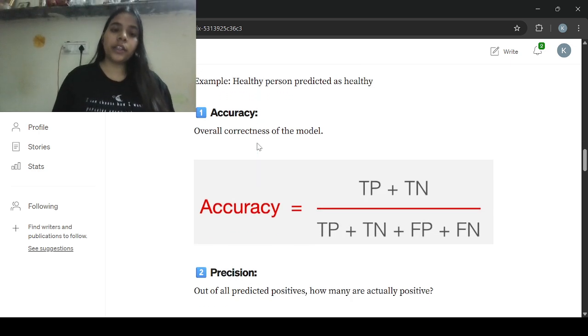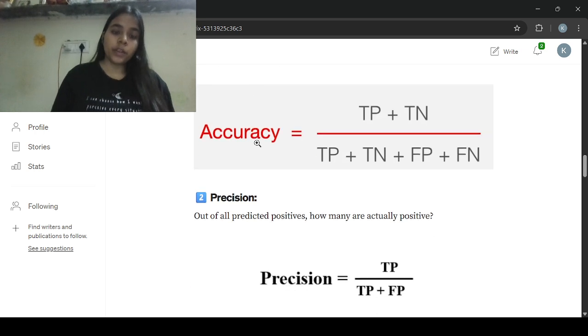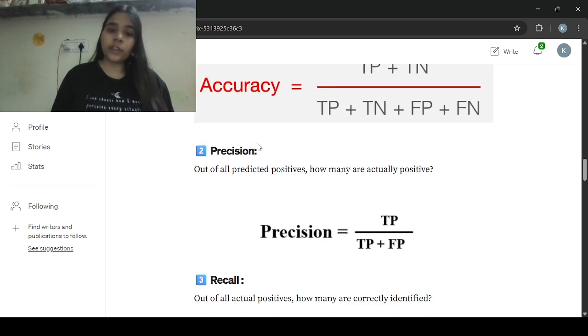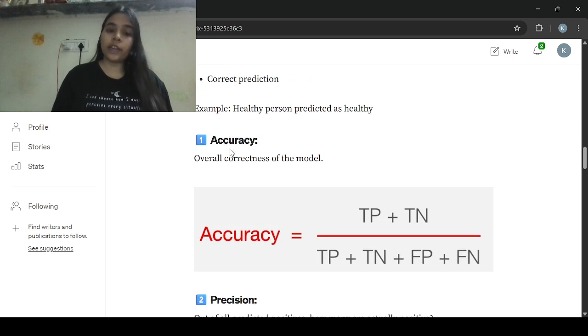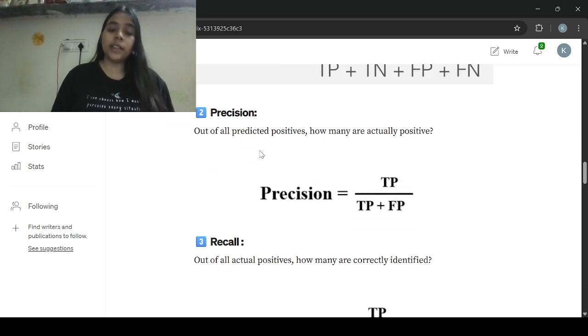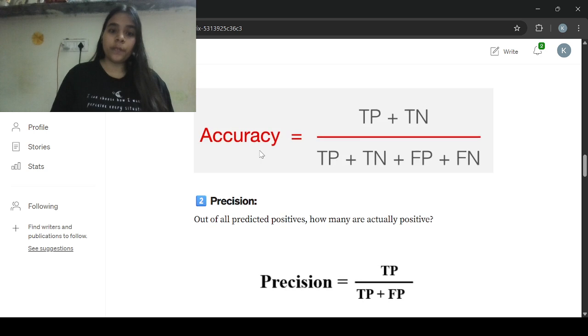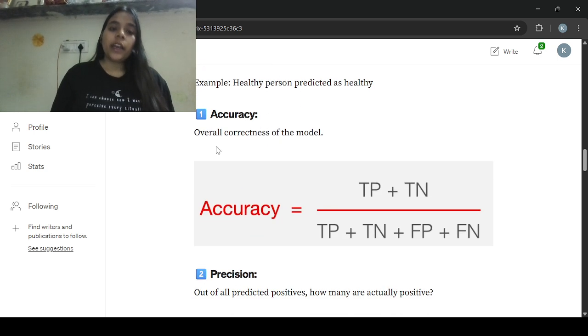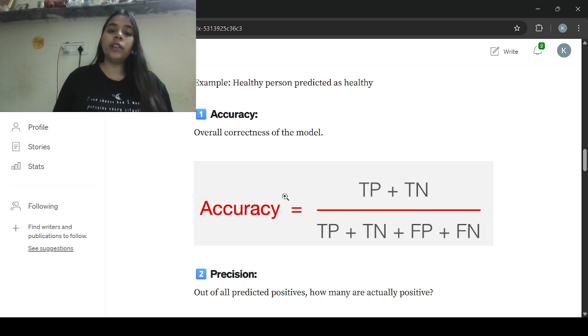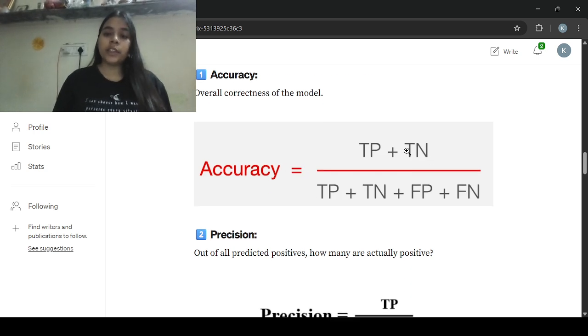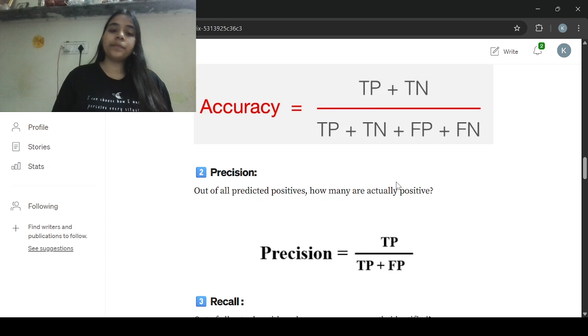There are three types of formula used here. These are the three basic formulas which are used in this. First one is accuracy, second one is precision, and the third one is recall. Accuracy gives the overall correctness of the model. The formula of it is TP plus TN divided by TP plus TN plus FP plus FN. By putting in the values of these elements, we can find the accuracy of the data.